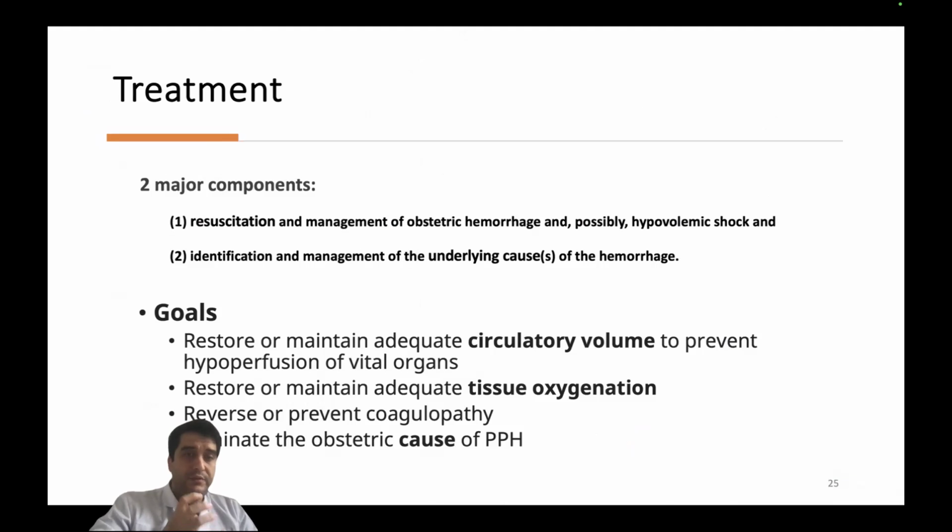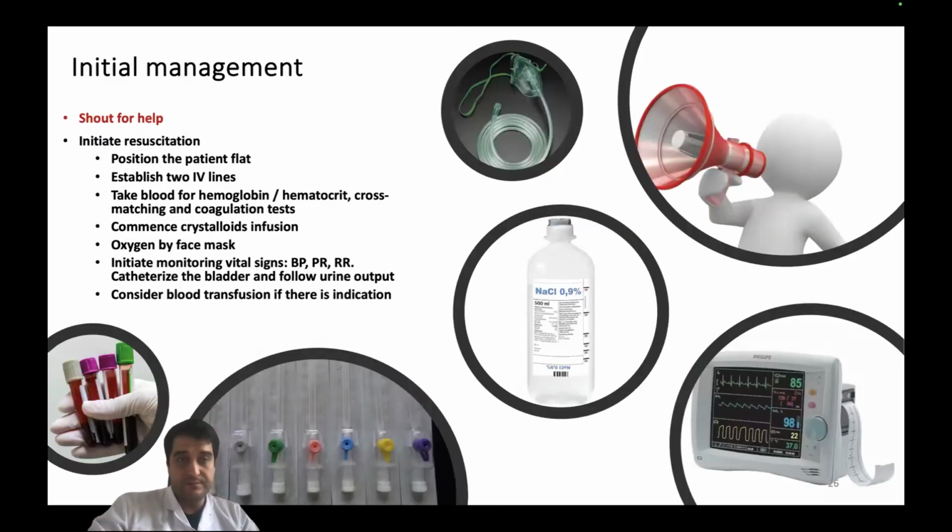Treatment has two major components: resuscitation and management of obstetric hemorrhage and possible hypovolemic shock, and identification and management of the uterine causes of the hemorrhage. Goals: restore or maintain adequate circulatory volume to prevent hypoperfusion of vital organs, restore or maintain adequate tissue oxygenation, reverse or prevent coagulopathy, and eliminate the obstetric causes of postpartum hemorrhage.